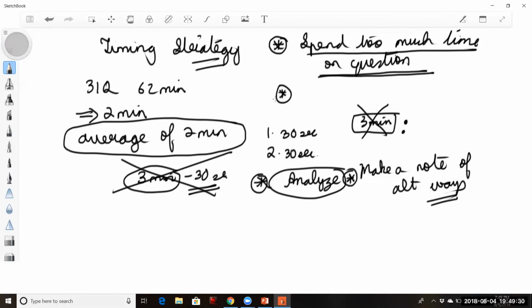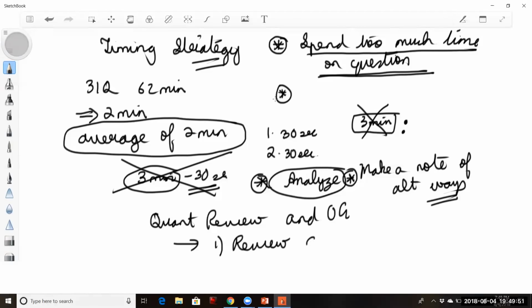Even for people who are in the middle zone of their prep, who are still working your way through the quant review and the OG, I would always do two things. One, I would always solve the question first, and I would get to an answer. But I would always choose to review all the questions by looking at an explanation on the forum.